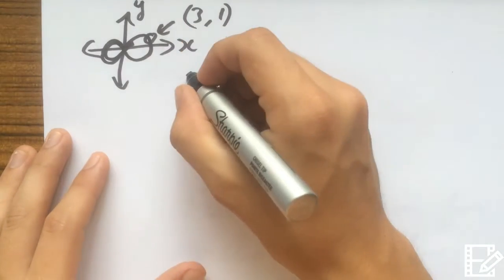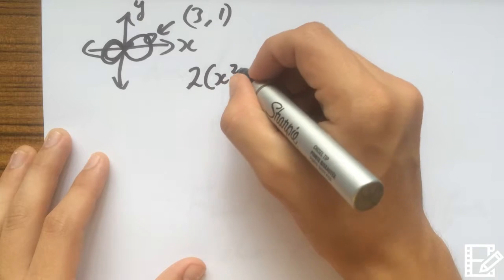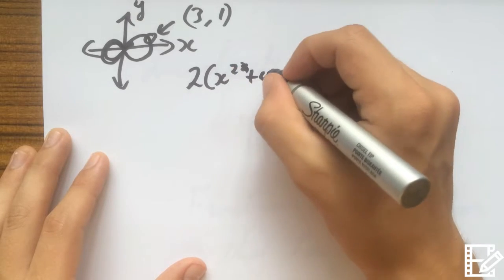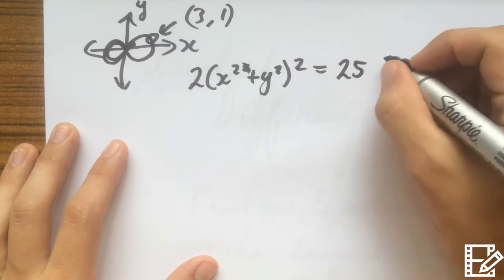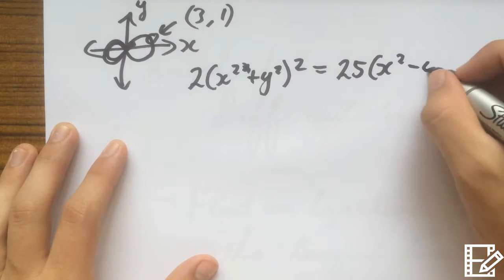And the equation is going to be (2x squared plus y squared) all squared equals 25 times (x squared minus y squared).